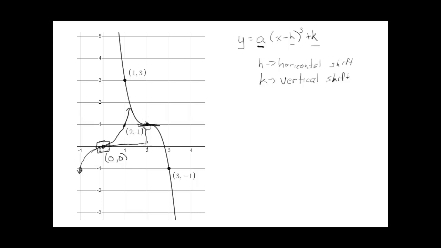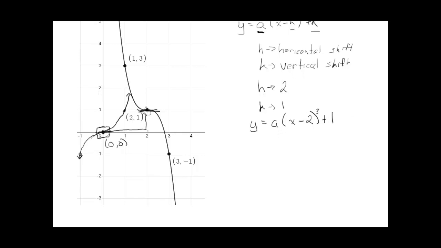So it went 2 units to the right and 1 unit up, which means h is 2 and k is 1. So the equation we have is y equals a(x minus 2) cubed plus 1. Now the question is, how do you get a? The way you get a is you just take either of the other 2 points. I'll take this one because it's all positive numbers.